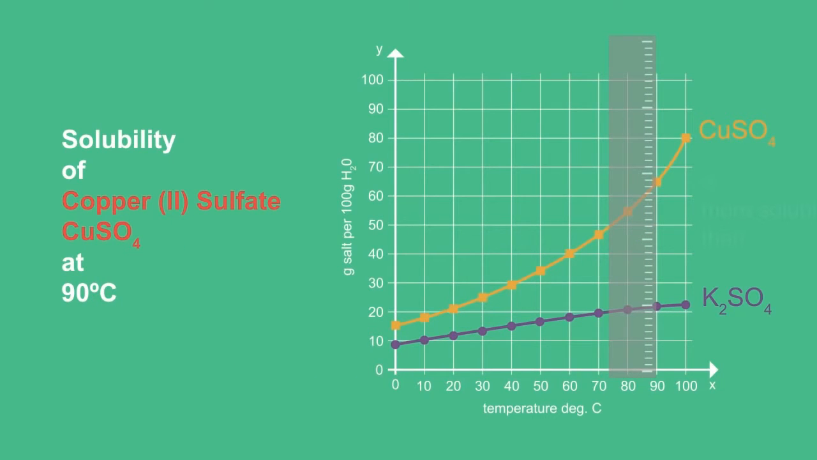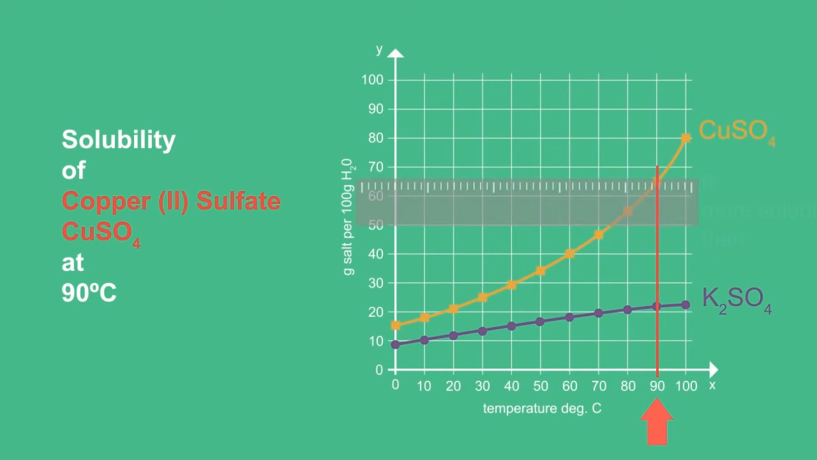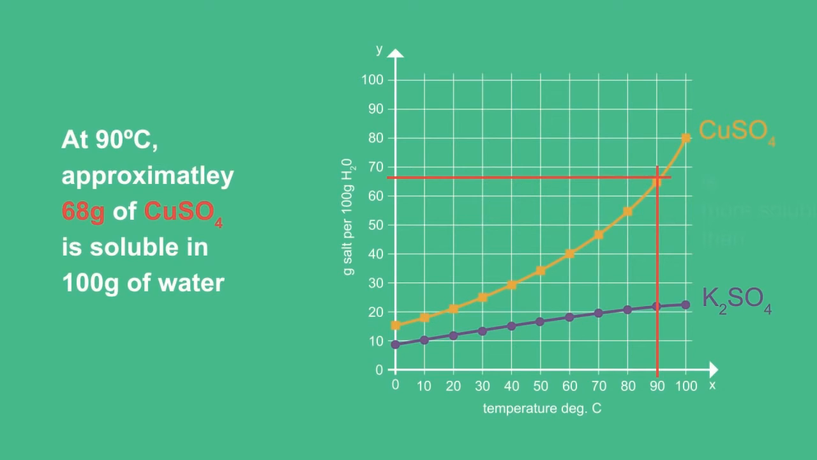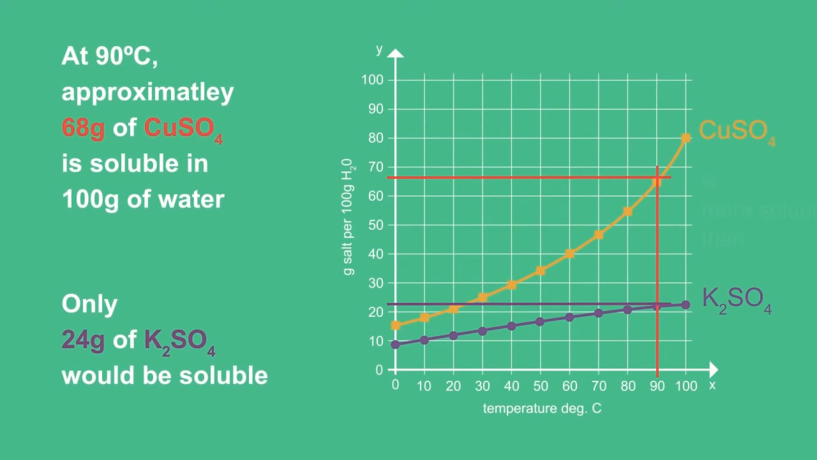Take a ruler and draw a vertical line starting at the x-axis at 90 degrees Celsius until it reaches the curve, then draw a horizontal line from the point on the curve until it reaches the y-axis. Approximately 68 grams of copper sulfate is soluble in 100 grams of water. To compare at the same temperature, only 24 grams of potassium sulfate would be soluble in water.